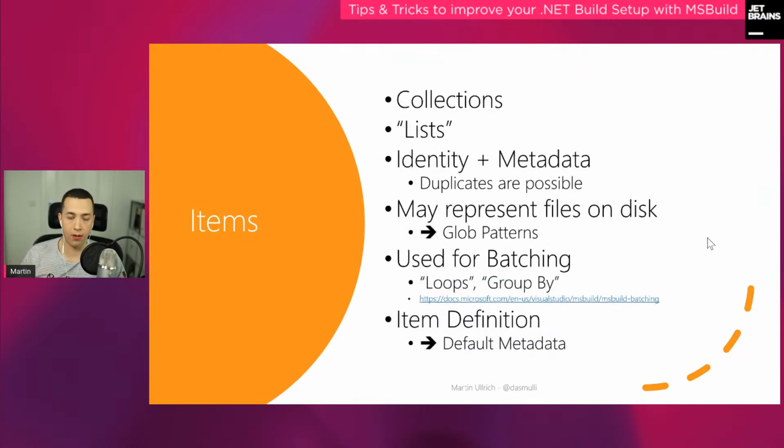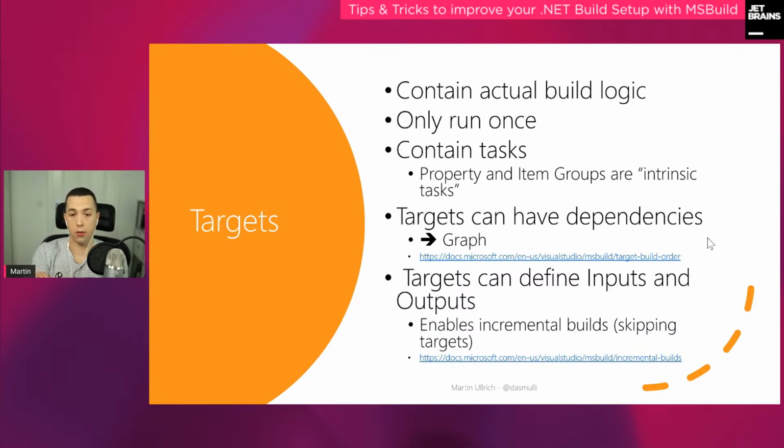And again, items are collections of objects that have a basic identity, so a key and some metadata. They may or may not represent files on disk, and some glob patterns are used to look for items or files on disk. And there is some basic looping or grouping behavior called batching. Please refer to this documentation for more details. So if you need to write any custom logic, we use targets, which can contain one or more tasks. These form all of the build logic that is in .NET projects, because these targets form a target graph, which you can also hook into, which I'll show you later.